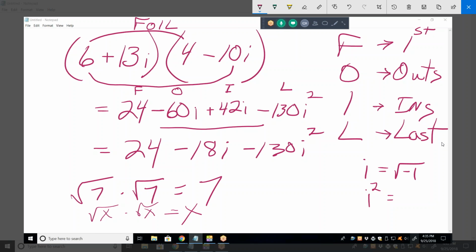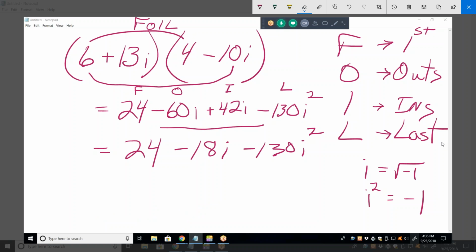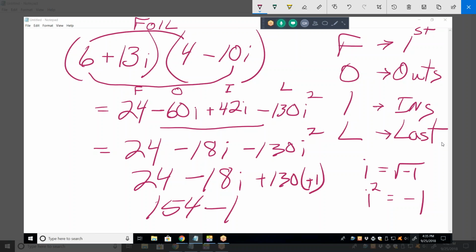Square root of -1 times square root of -1 is what? -1. Okay. That's what you need to remember. Or that I squared converts to a real number. It's no longer an imaginary number. In other words, I squared is -1. So I can plug that in. So I've got 24 minus 18i minus 130 times -1. Well, that becomes plus 130. Add it to the 24, I get 154 minus 18i, which is in A plus BI format.